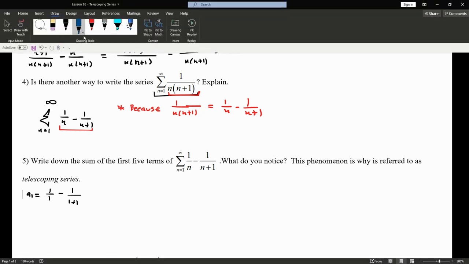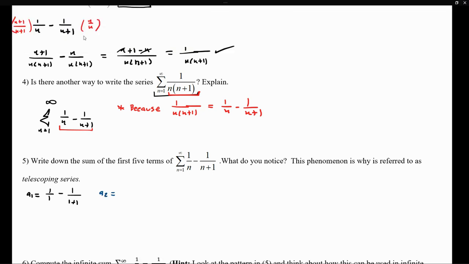And I'm going to use some colors here. So let's find the second term. The second term would be 1 over 2 minus 1 over 2 plus 1. Get the third term. That will be 1 over 3 minus 1 over 3 plus 1.